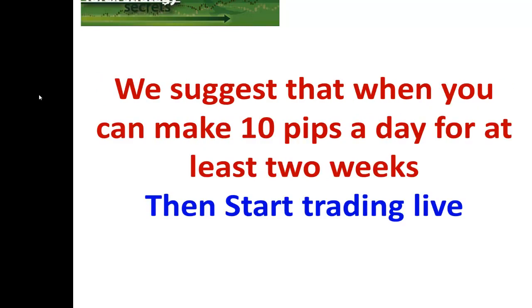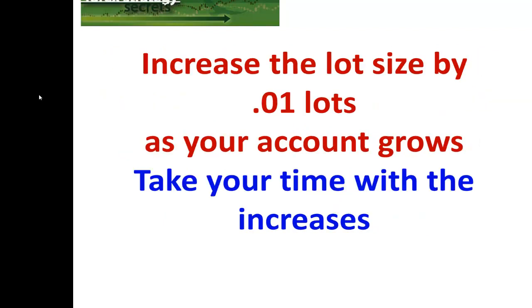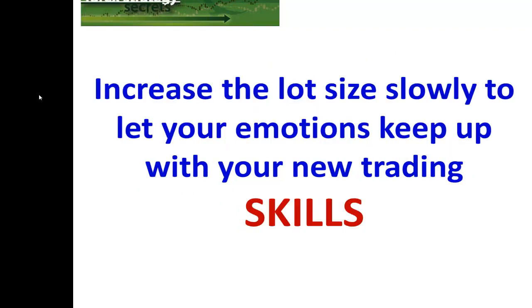But we suggest that when you can make 10 pips a day for at least 2 weeks, then start trading live. Trade with the smallest lot size your broker offers until you can feel confident that you can make the 10 pips a day, then go and trade real money. So increase your lot size by 0.01 lots as your account grows. And take your time with these increases. If you want to go a little slower, that's fine, but you want to increase to start maximizing your efforts.